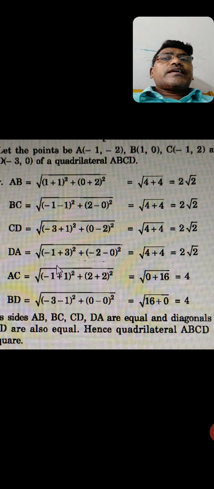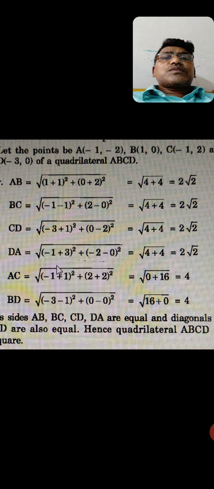So you take the LCM of 8, or you write under the root 4 into 2. Square root of 4 becomes 2. So totally it becomes 2 root 2. I mean the length or distance from A to B equals 2 root 2. Like that we find BC, substituting the coordinates of B and C in the distance formula. So we get 2 root 2 again. And CD also we get 2 root 2, and AD also we get 2 root 2 only.